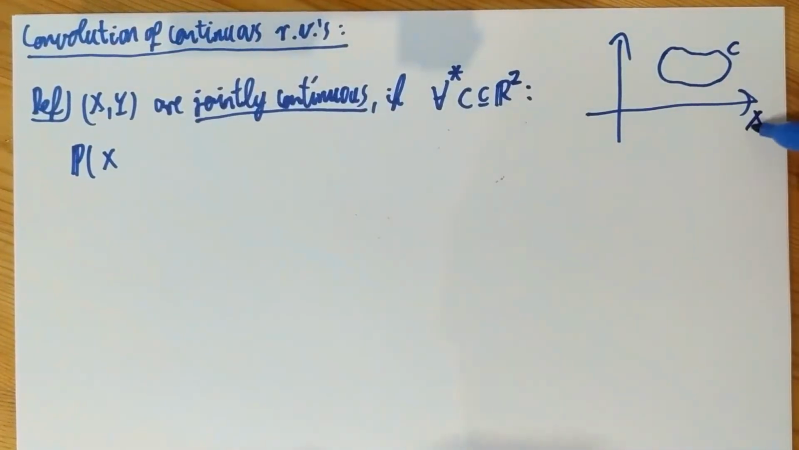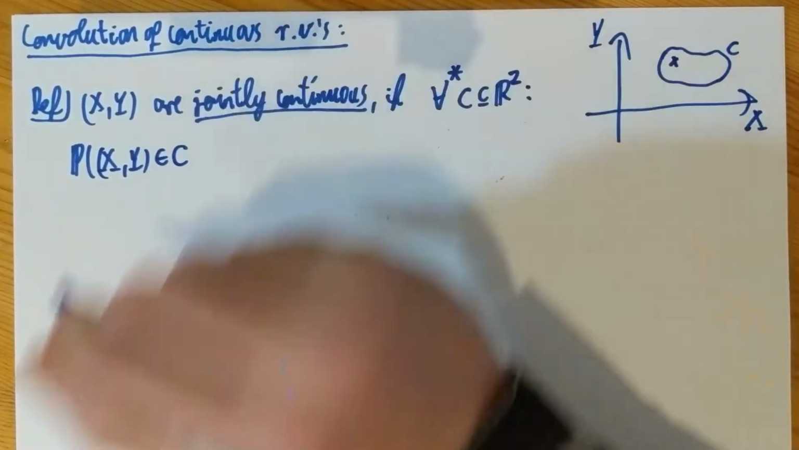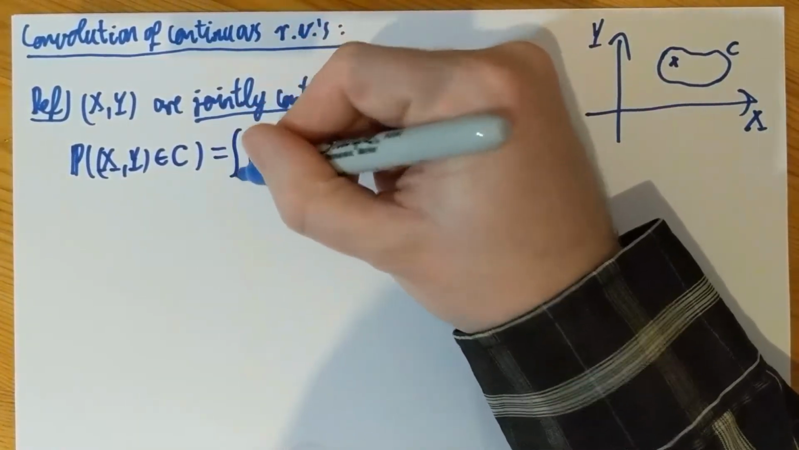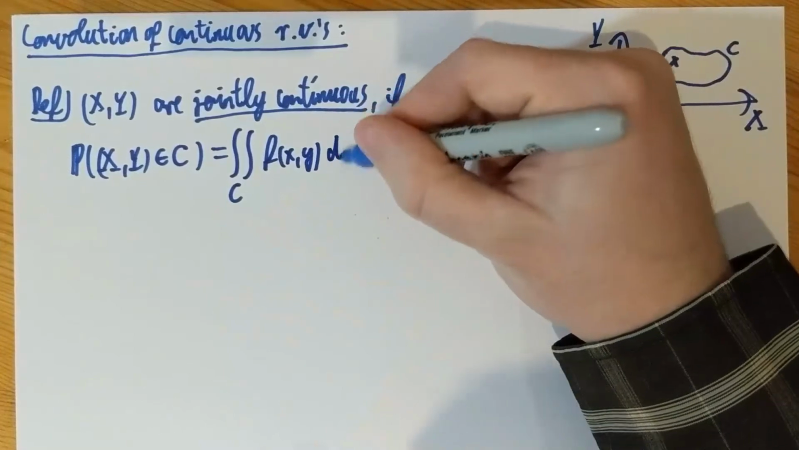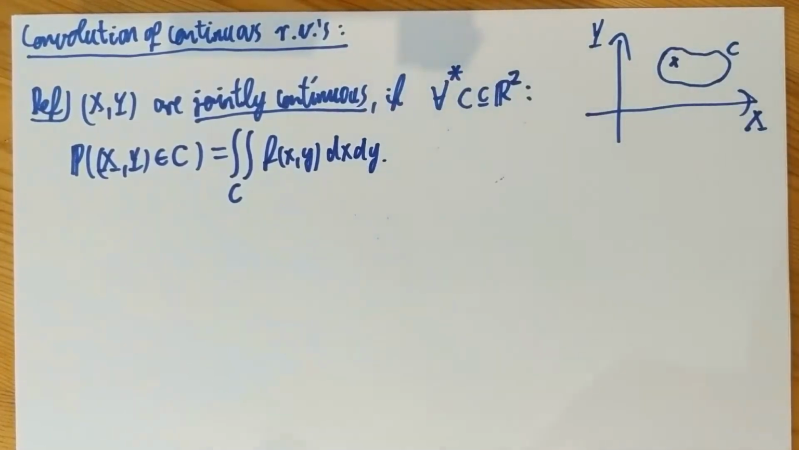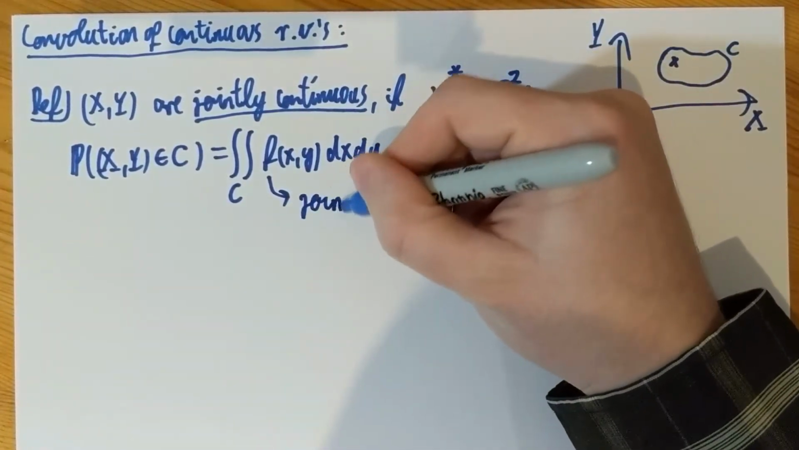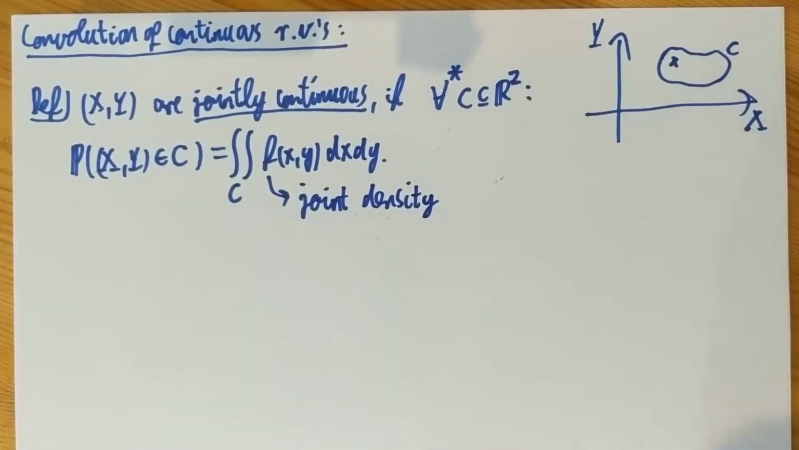We are looking at sets on the plane, so this is C. The probability that my random point (X, Y) is in C is given by the integral of a joint density function. So it's given by the double integral over C of some function f of two variables, f(x, y) dx dy. Okay? This function is called the joint density, or if I want to be more proper, the joint probability density function. Now this joint density is a non-negative function that integrates to 1 over R squared.